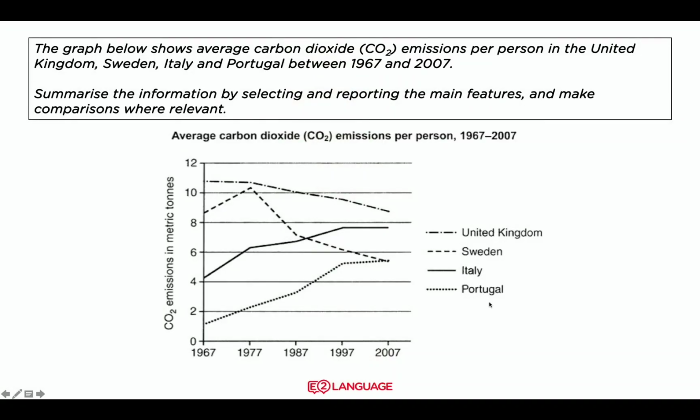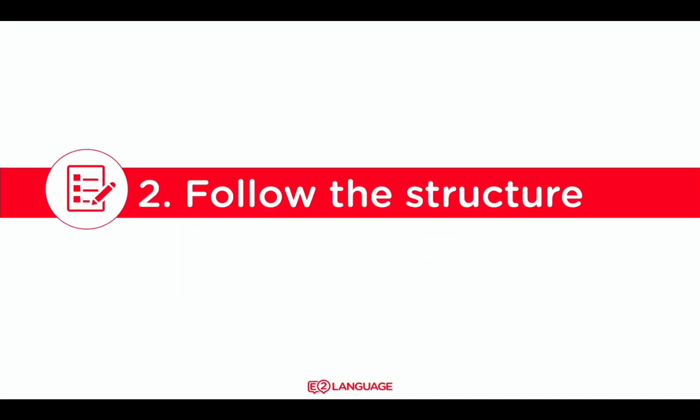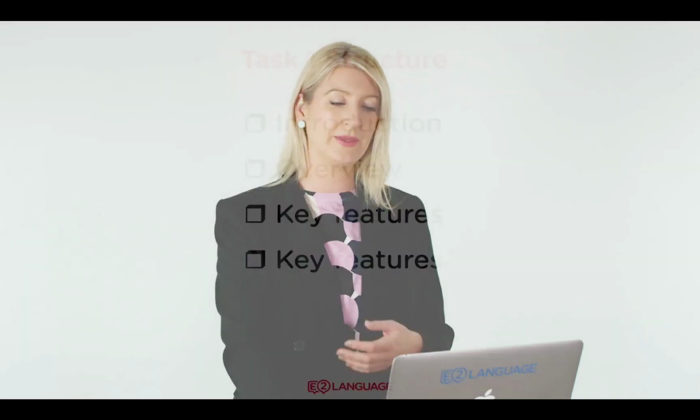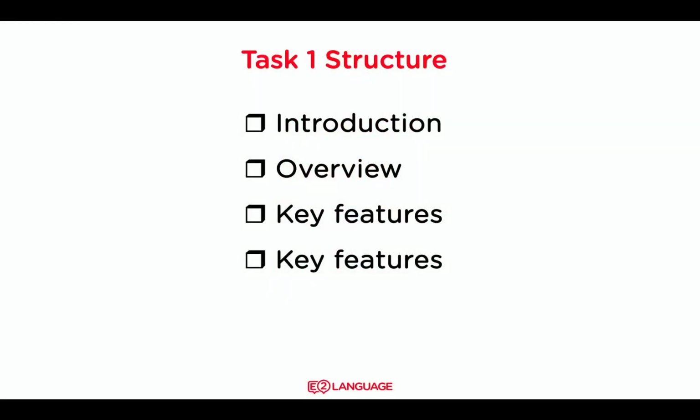Now, all of that is going to inform our overview and our body. So let's look at the structure that we're going to follow. Again, this is the same structure regardless of what you get in task 1. Even a process or a map, we still follow the same structure. The introduction first, then the overview, then a paragraph or 2, usually 2, describing the details or the key features.